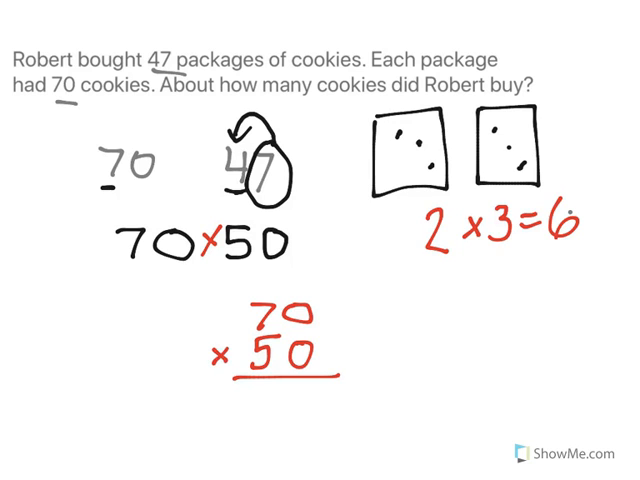So if we are going to multiply this, we do not have to actually work this one out. Remember that you can cover up your zeros. That leaves you with 7 times 5, which is 35. And then you take your 2 zeros and add them to the back to make 3,500. So there are about 3,500 cookies that Robert bought.